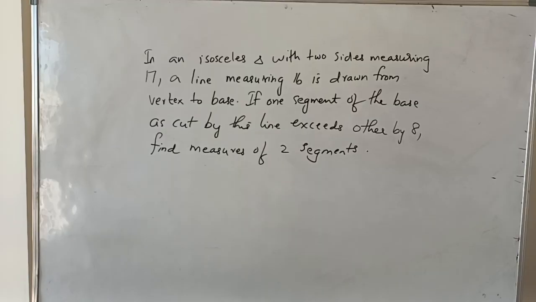Here we have our second sum in Stewart's theorem. In an isosceles triangle with two sides measuring 17, a line measuring 16 is drawn from the vertex to the base. If one segment of the base as cut by this line exceeds the other by 8, find the measures of the two segments. Try it out. It is a direct application of Stewart's theorem. You might at most end up with a quadratic equation which you will have to solve. So let us start with the diagram.